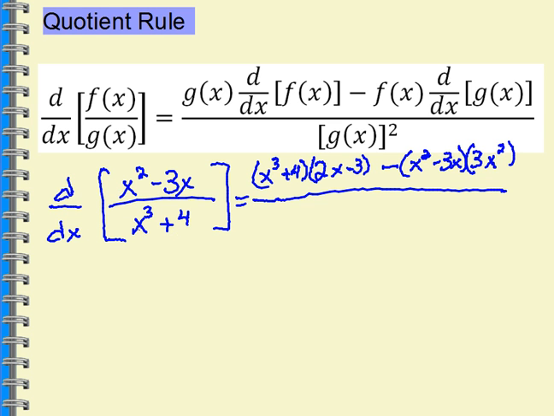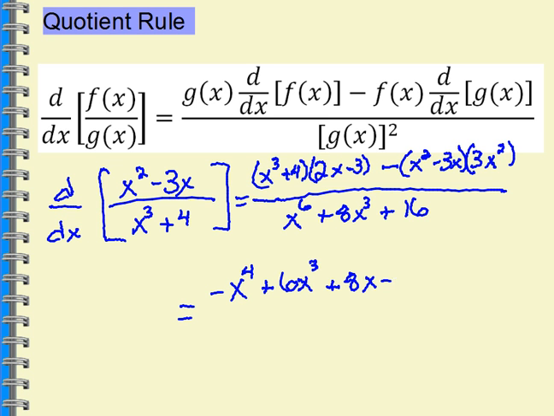Now the bottom is simply just g squared. We want to square that bottom function, and in this case, that'll give us an x to the 6th plus 8x cubed plus 16. That's just expanding the binomial of x cubed plus 4, quantity squared. So when we distribute and we simplify and combine like terms, this simplifies into a negative x to the fourth plus 6x cubed plus 8x minus 12 all over our denominator of x to the 6 plus 8x cubed plus 16.